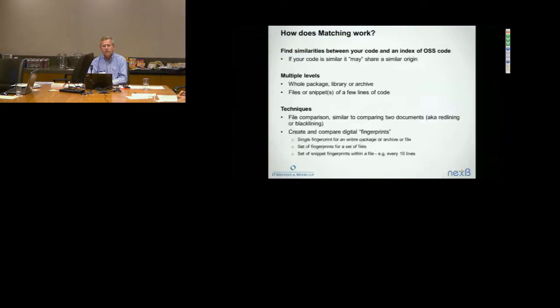So let's go to another technique that I talked about earlier, which is matching. Matching is similar to doing a very large scale file comparison. So similar to redlining or blacklining two legal documents, except on the one end, you have several thousands of your documents, which are your code files. And on the other end, you have eventually millions, or sometimes billions, of open source code files. And you're trying to find similarities between the two.